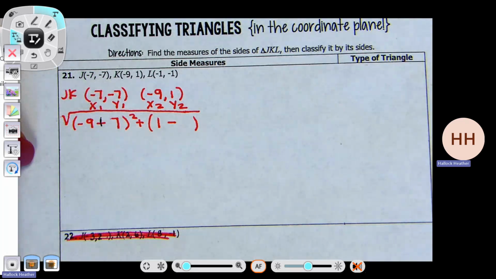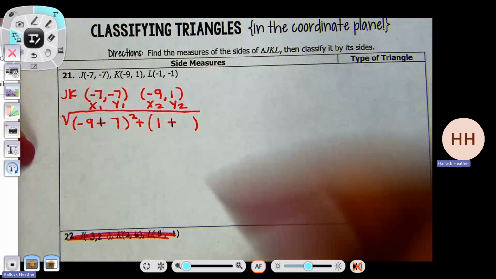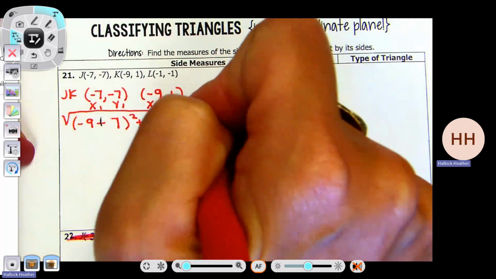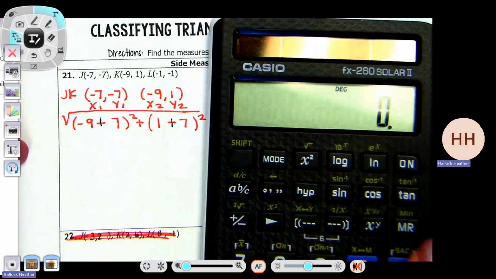-7. So if I'm minusing a negative, once again, what's it going to turn into? Add. So it's going to turn into a +7. It only turns to a plus sign when you're subtracting a negative. Now you can do this all in the calculator. You don't even have to really write it out.